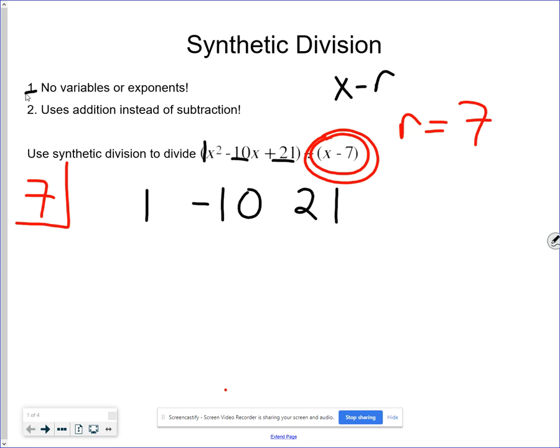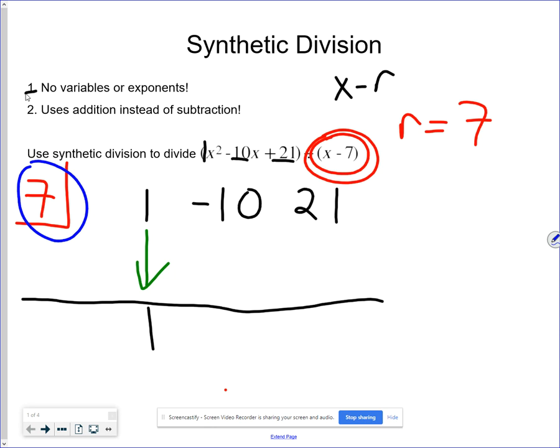Now I'm going to go ahead and draw this line here. And this is where we're actually going to start our synthetic division. So with our first coefficient here, we're just going to drop it straight down. So we just translate it down, so it's 1 there. We're going to take our 7 here and multiply it by 1. So 7 times 1, we know, is just 7. And we're going to put it under the second coefficient of the negative 10.